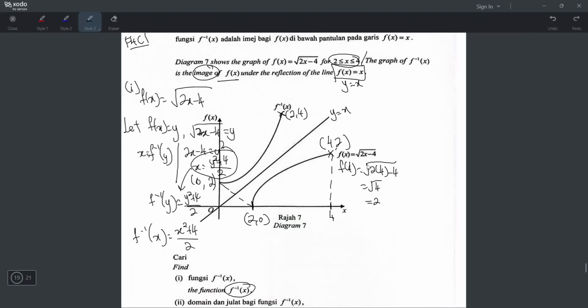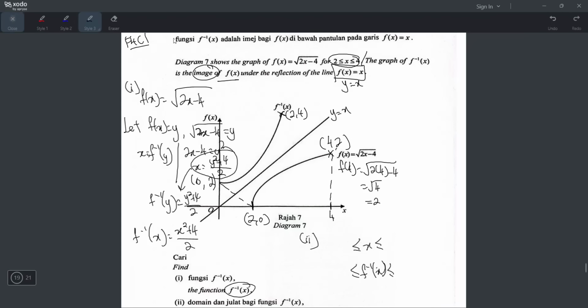Okay, done. Number 2. Find the domain and the range of the function f inverse of x. It means for f inverse of x, I have to write down the domain. Domain means you write down the range of x. And then the range means you write down the range for f inverse of x. In other words, you write down the range for y. This one is the range for x. This one is the range for y.